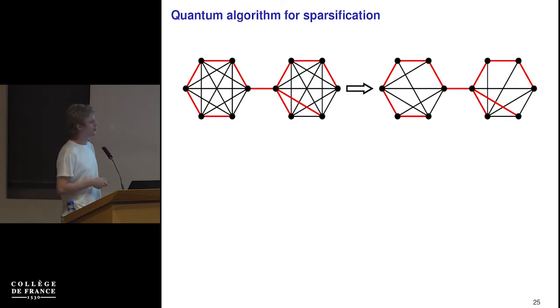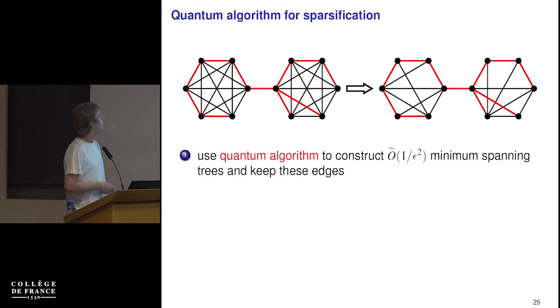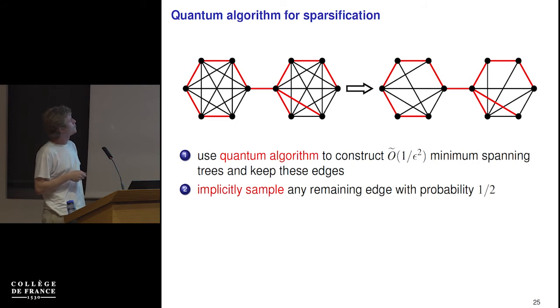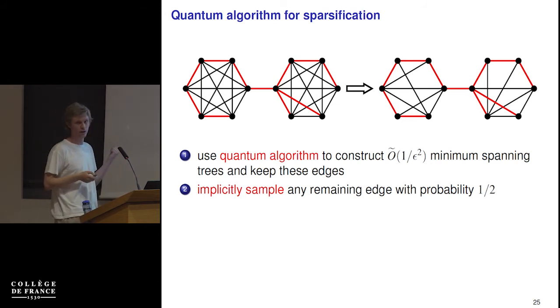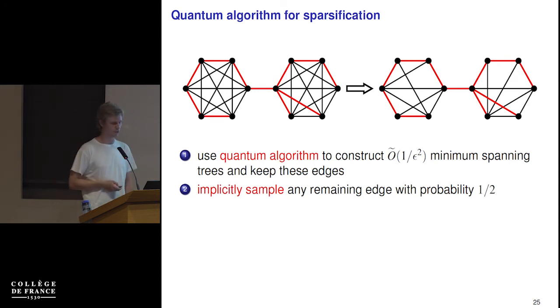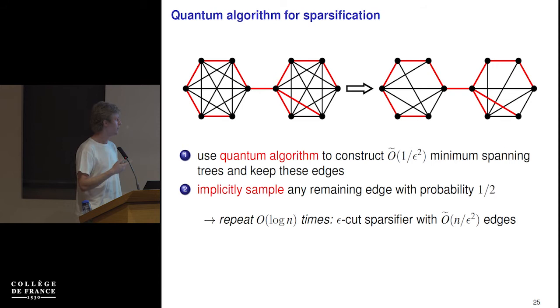So how does the quantum algorithm approach this problem? We use a quantum algorithm to find these spanning trees faster, which is not all too hard to do. Classically you can just iterate over the full set of edges, toss a coin for every edge, and remove an edge when you don't want to keep it. But quantumly you want to do things in sublinear time, so we have to implicitly sample these edges. This takes a bit more work. Again, repeating this order log n times, you get this epsilon cut sparsifier.